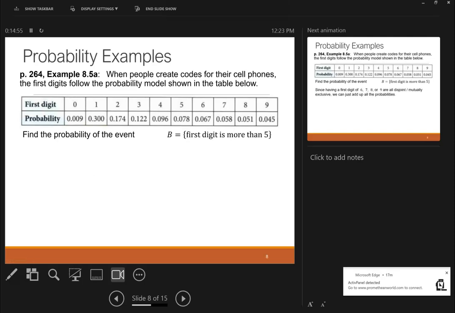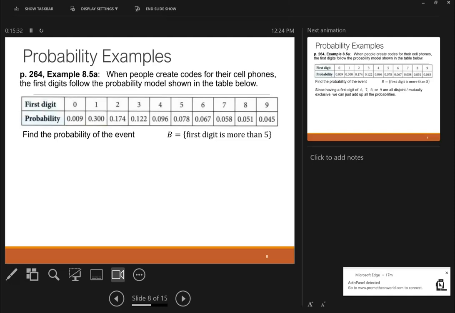Okay. How about the probability the first digit is more than 5? What outcomes are contained in more than 5? 6, 7, 8, 9. Everybody agree? Are those outcomes mutually exclusive? Can the first digit be both 6 and 7? No. Are they mutually exclusive?